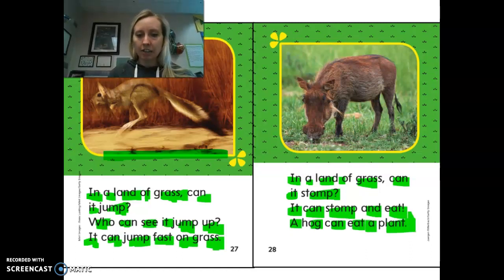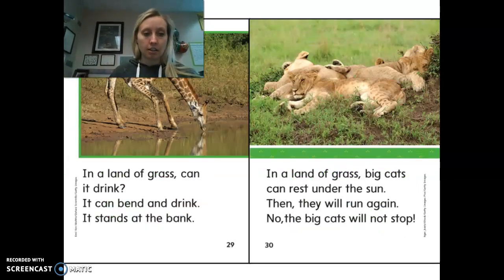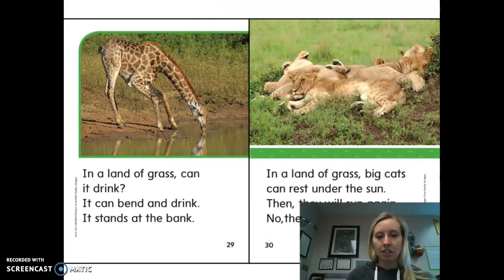Okay, now together. In a land of grass, can it stomp? It can stomp and eat. A hog can eat a plant. Okay, let's look at this one. Oh, there's a giraffe. Okay, your turn.